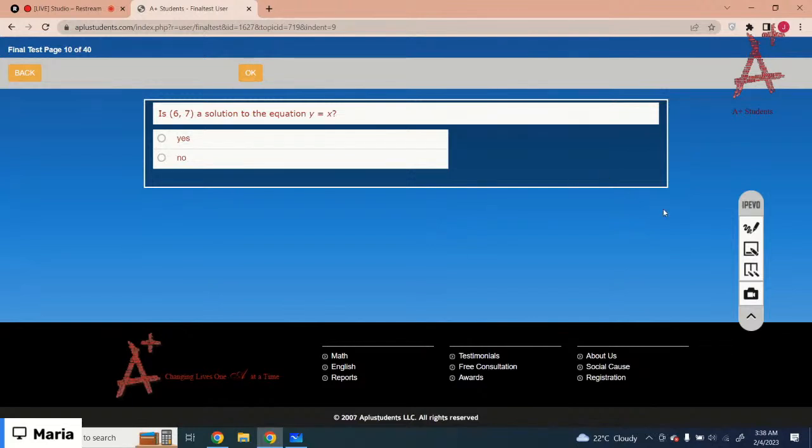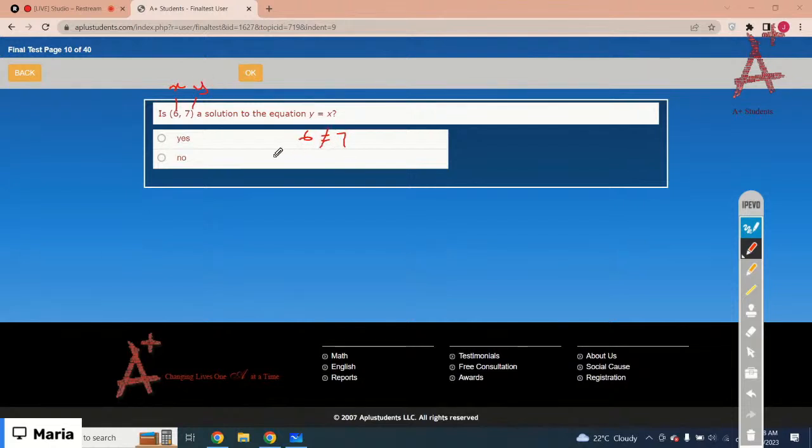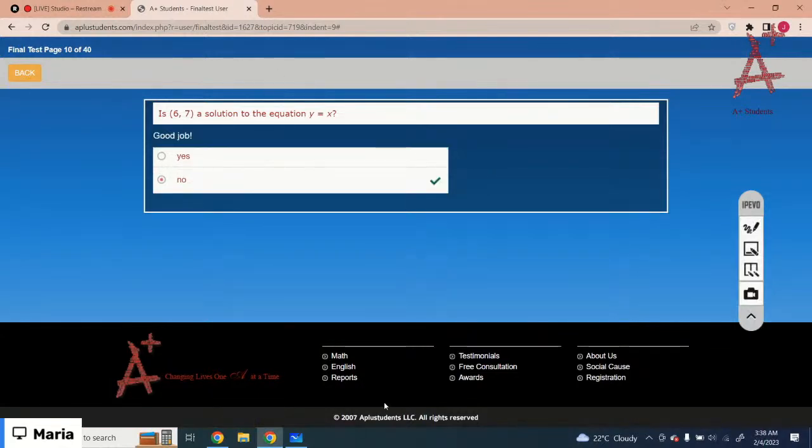Okay, is (6, 7) a solution of the equation? The first value is x and the second is y. So x equals 6 and y equals 7? No, this is not the solution. So the correct option is no. Got it? Okay, you can complete the test by yourself later today.